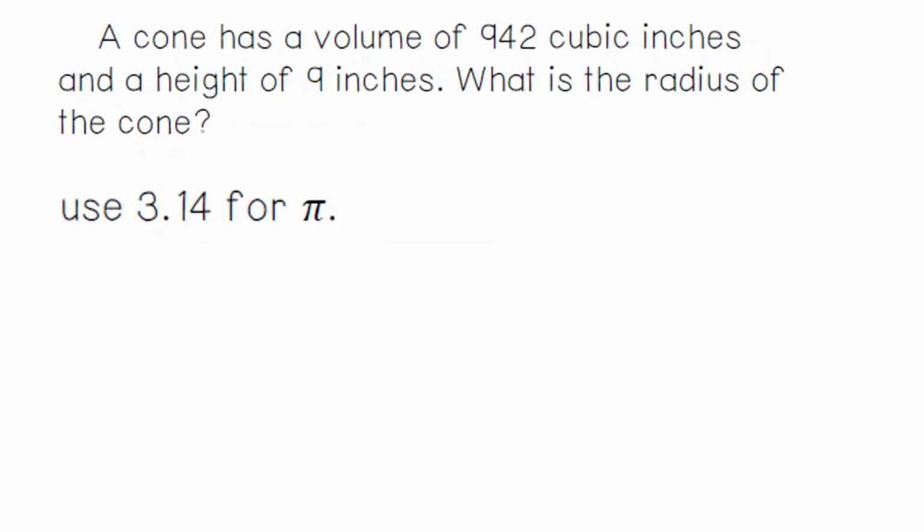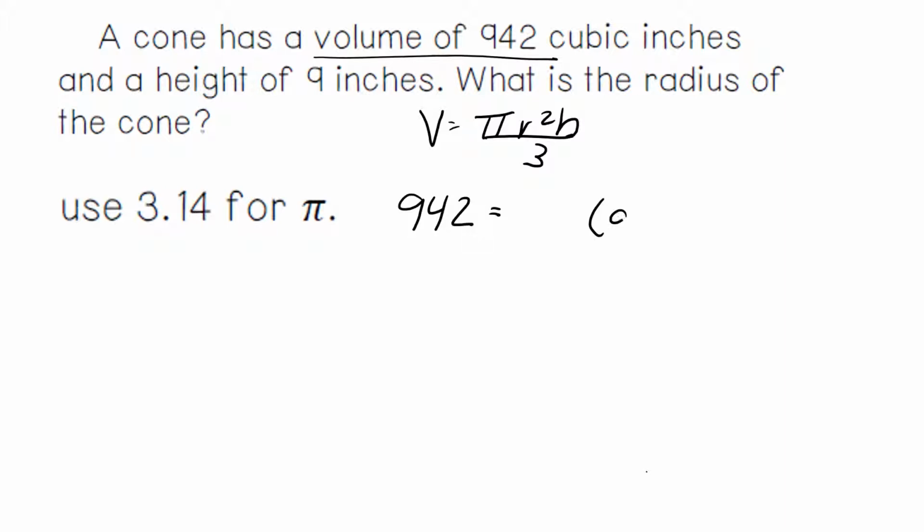A cone has a volume of 942 cubic inches and a height of 9 inches. What is the radius of the cone? So again, for the cone, V equals pi r squared h divided by 3. For this problem, it gives us the answer, 942. It tells us that the height is 9. But it does not tell us the radius. We're trying to find the radius out. So we have to work backwards. We're going to do the opposite operation. Instead of dividing by 3, we're going to multiply by 3.